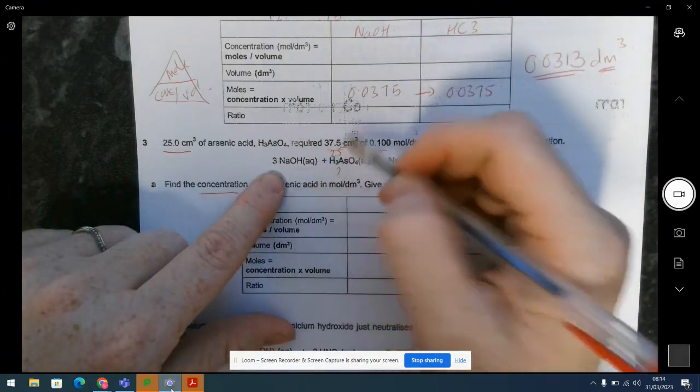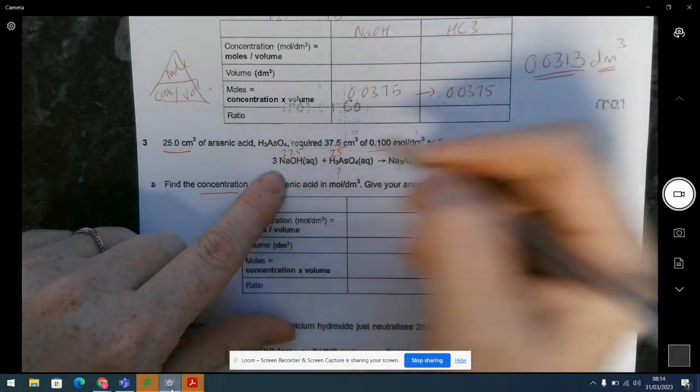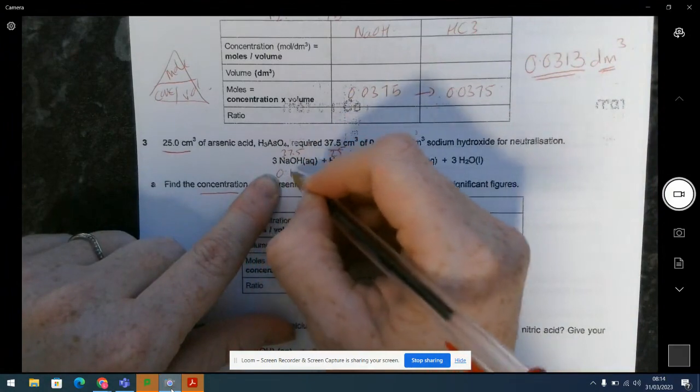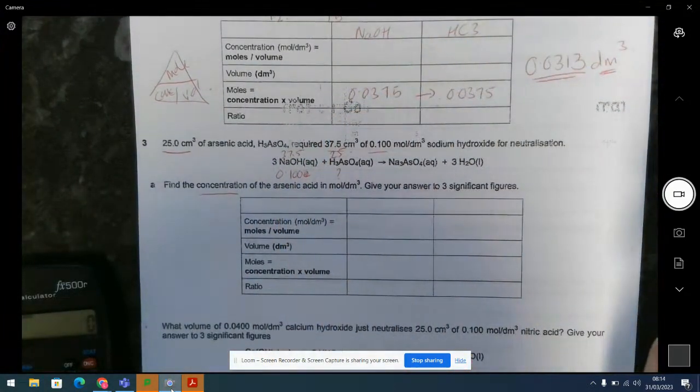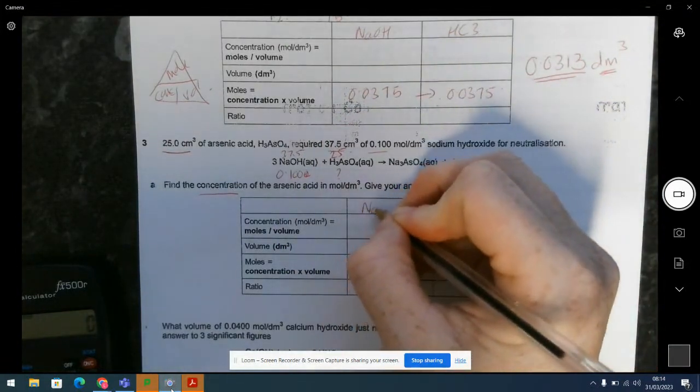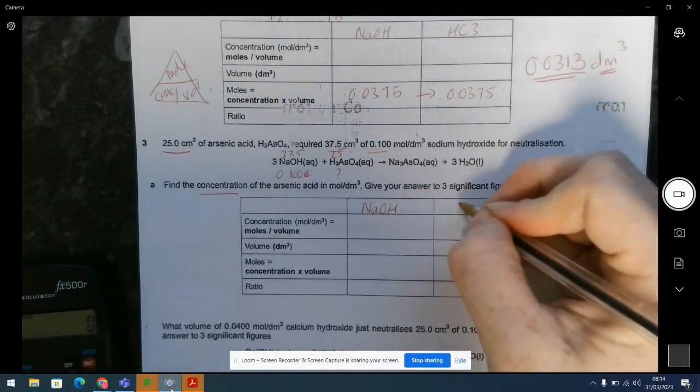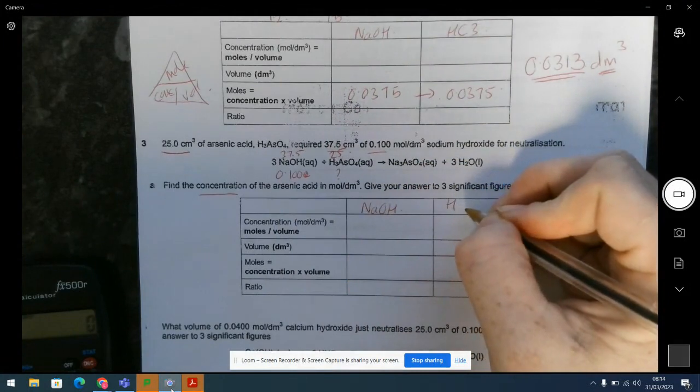Here I have got 37.5 sodium hydroxide and 0.100 for my concentration of sodium hydroxide. So I'm going to put my sodium hydroxide there. I'm going to put my arsenic acid there.